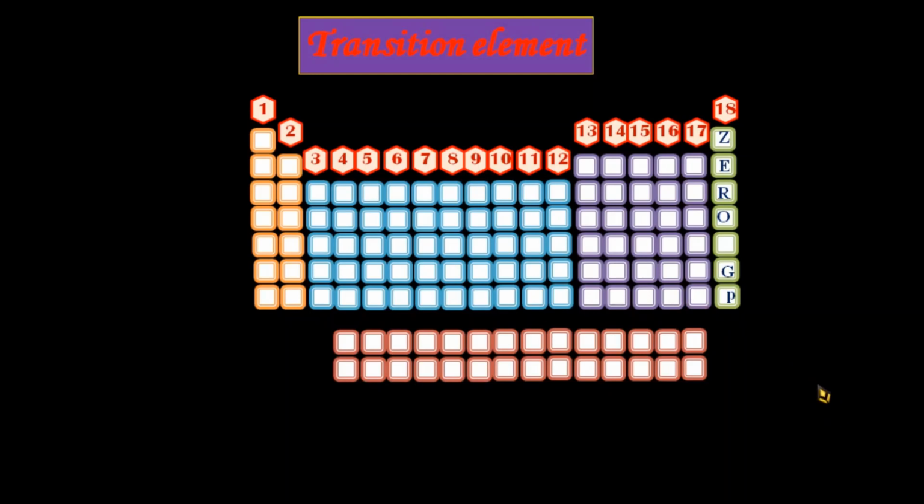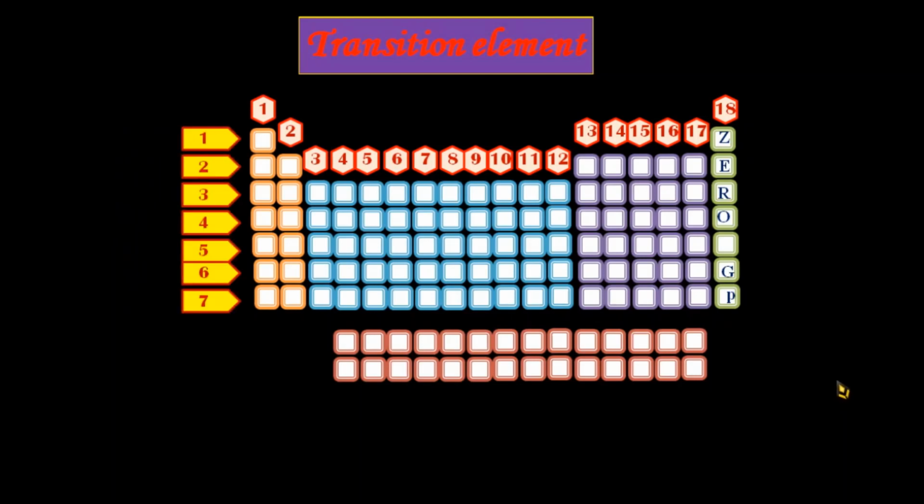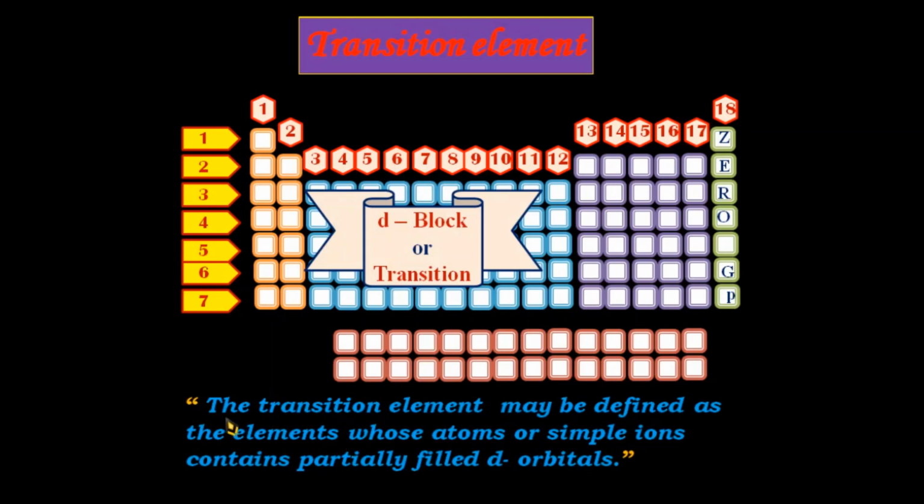This definition of a transition element does not cover zinc, cadmium, and mercury. Here is the periodic table, with groups up to 18 and 7 periods. Then this is the definition: the transition elements may be defined as the elements whose atoms or simple ions contain a partially filled d orbital.